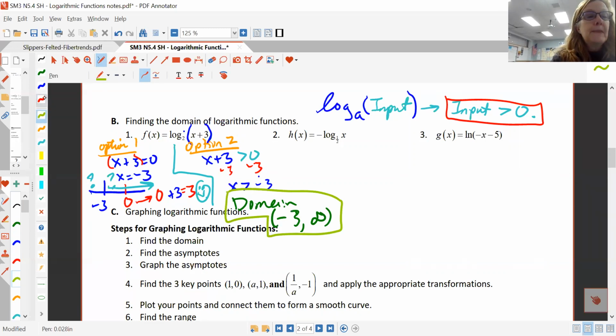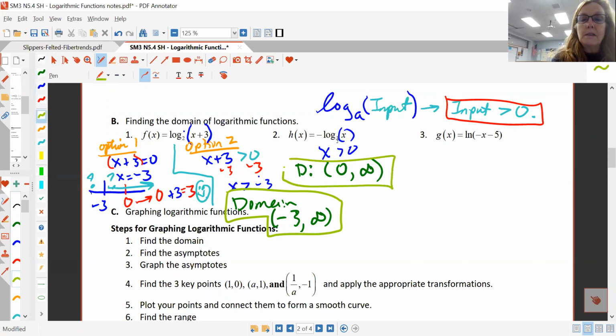B should be straightforward because x is just your input. Since it's just x, I know x has to be greater than 0. So my domain here is from 0 to infinity. And that's my set.